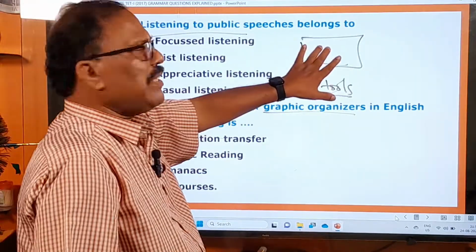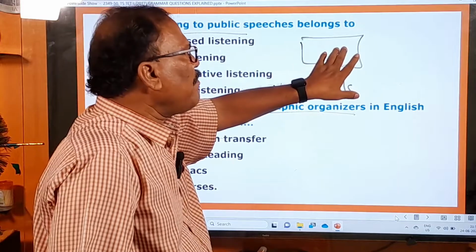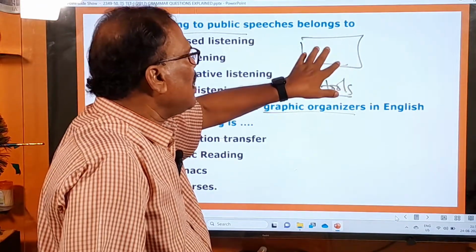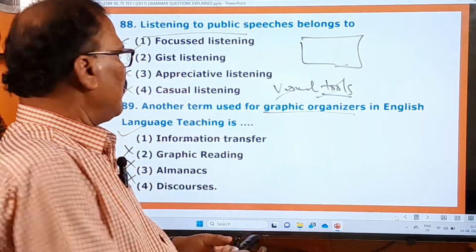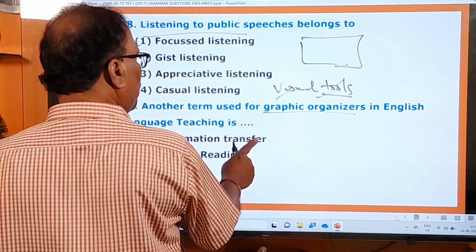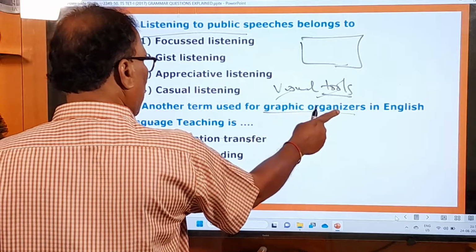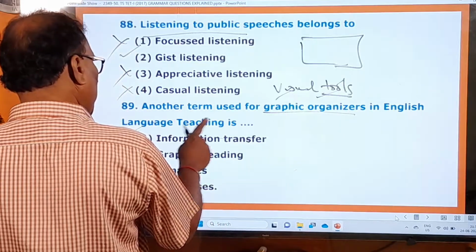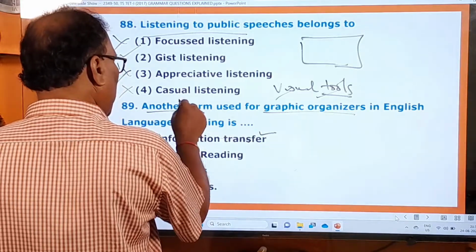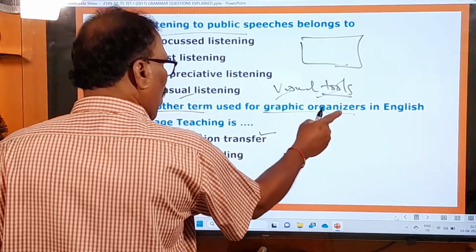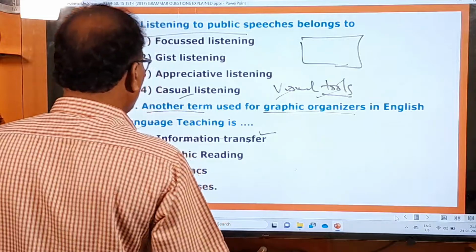Some data is given here. Take it for granted, this is a diagram. This is a table. Some data is given. From this table, you get some information. So therefore, information transfer. Graphic organizers in English language teaching is information transfer. This is another name for graphic organizers. Right. You go to the last one.